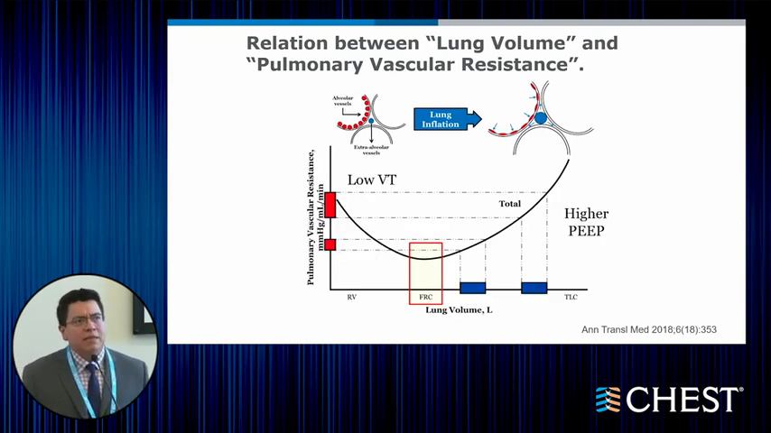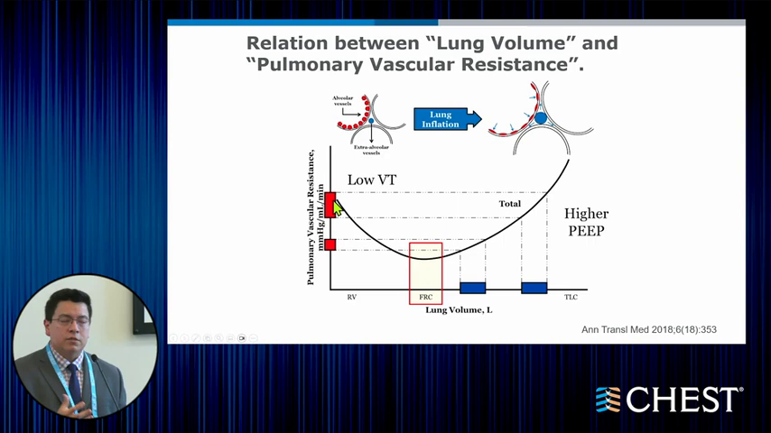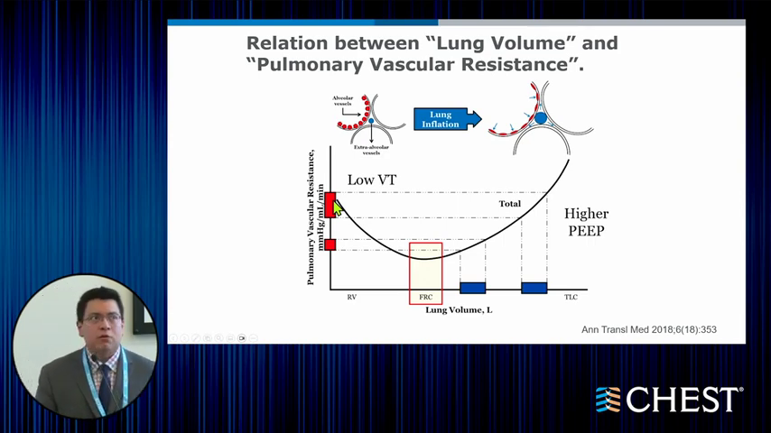What that means is that if I am delivering a tidal volume of this size closer to FRC, I'm going to be generating this much change in pulmonary vascular resistance. But if I take this patient to a higher PEEP level and deliver the same tidal volume, the pulmonary vascular resistance is going to increase significantly and potentially cause right ventricular strain.